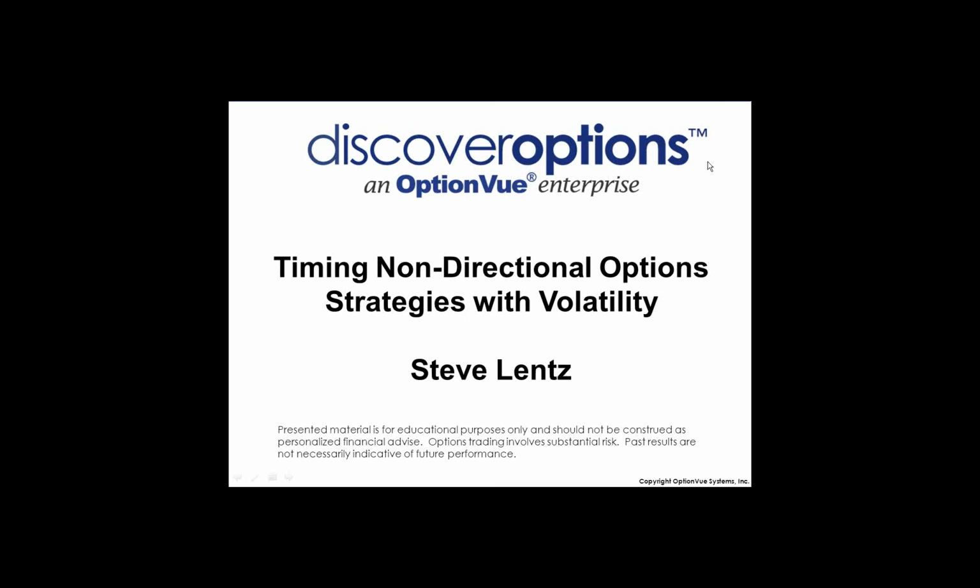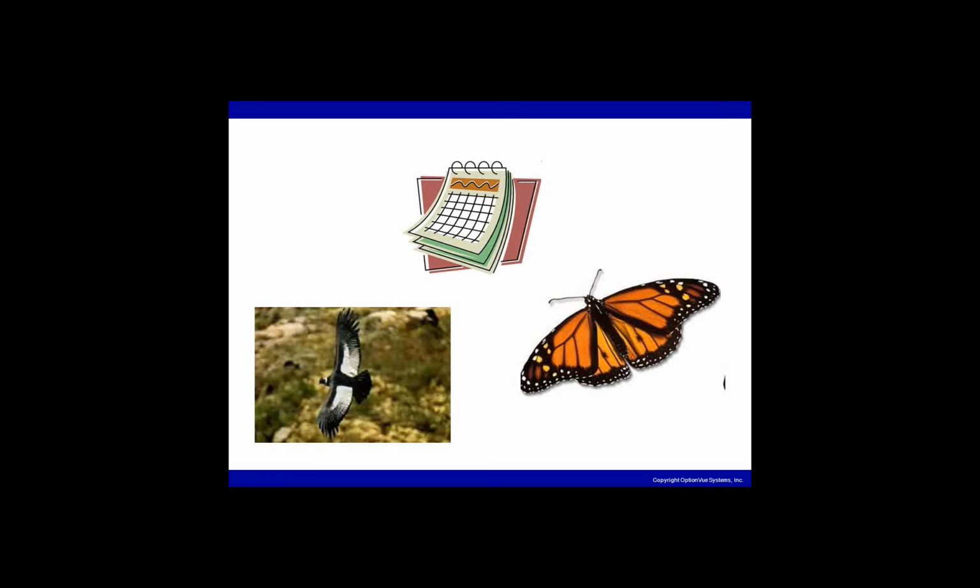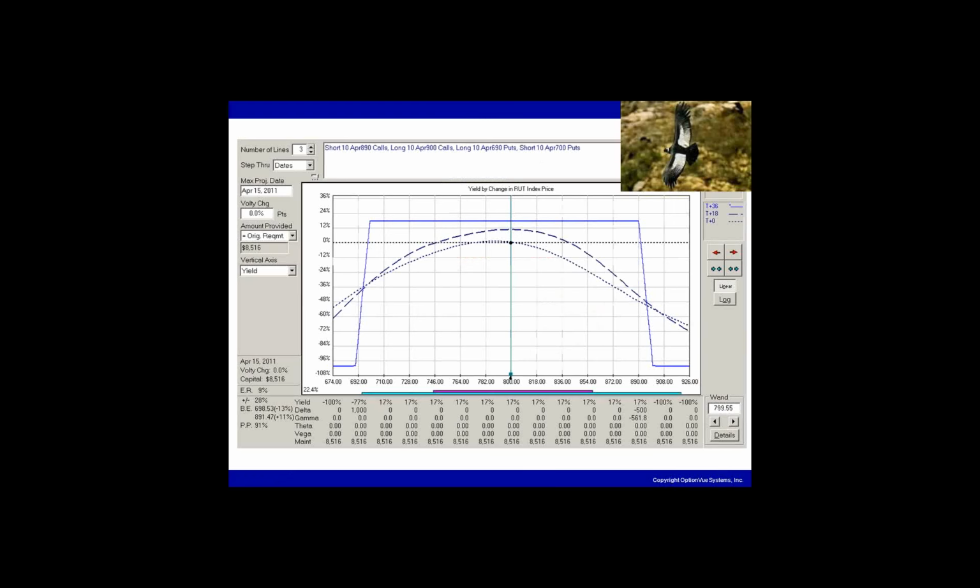Let's get going here. Condors, butterflies, calendars, and these are all in the context of non-directional strategies. I'm showing you here a picture of the condor dialed up in OptionView in the graphic analysis.